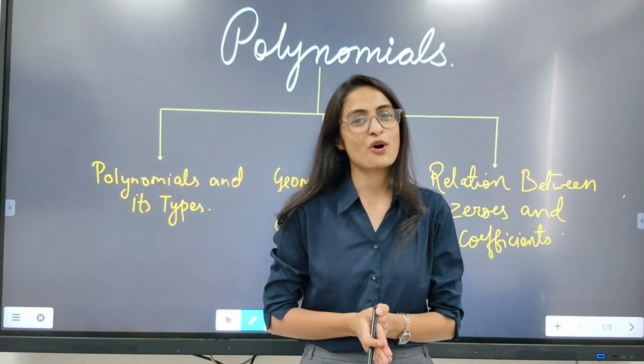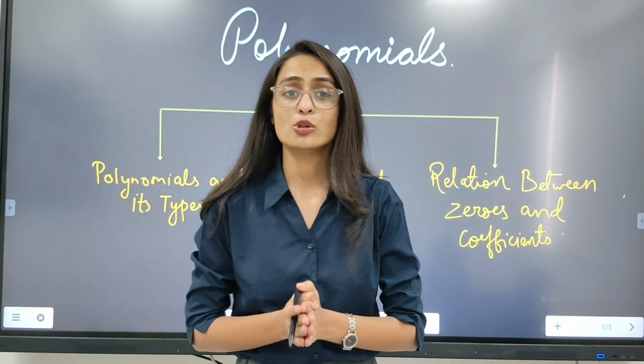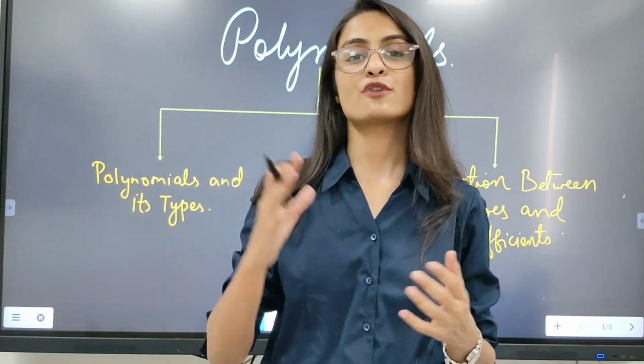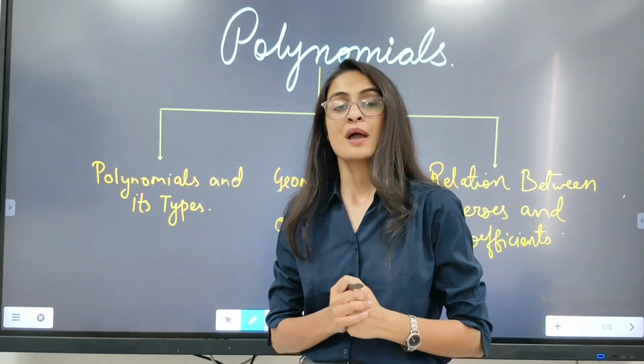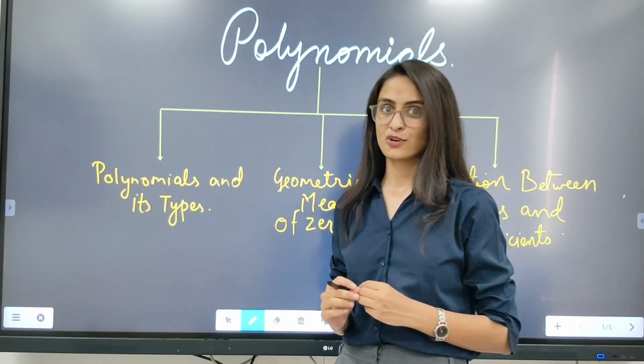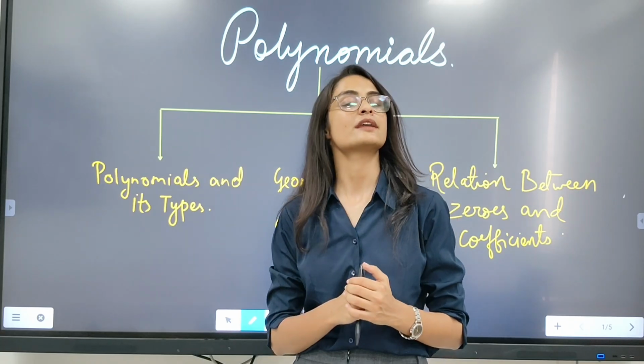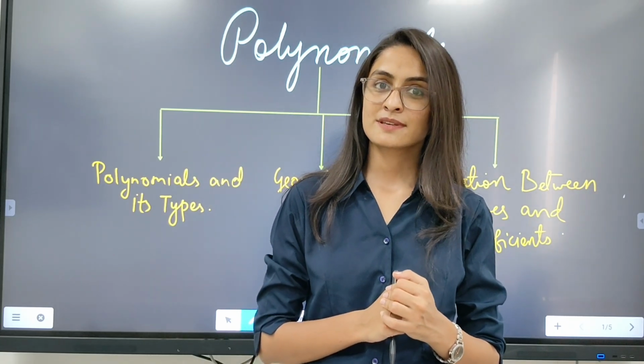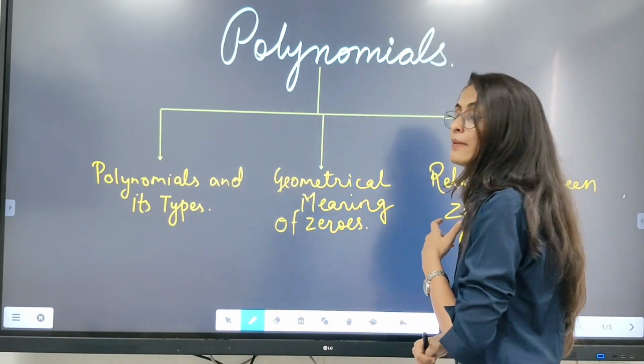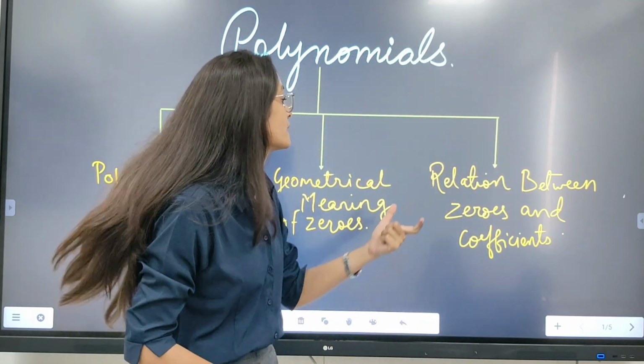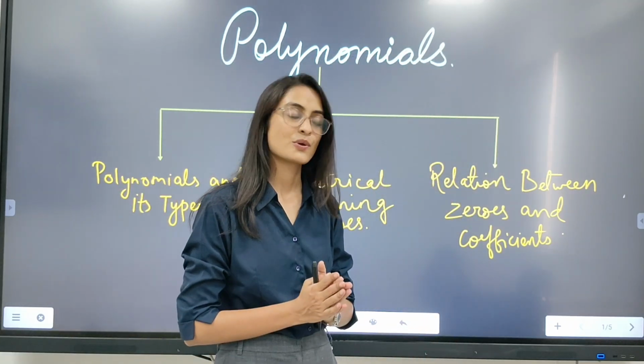Everyone, let's learn about polynomials from class 10. Although we will be connecting a few topics from your 9th standard as well. But let us see what are our major topics of the class. First of all, we will be learning about polynomial and its types. Second one is geometrical meaning of its zeros, and third one is the relationship between zeros and coefficients.